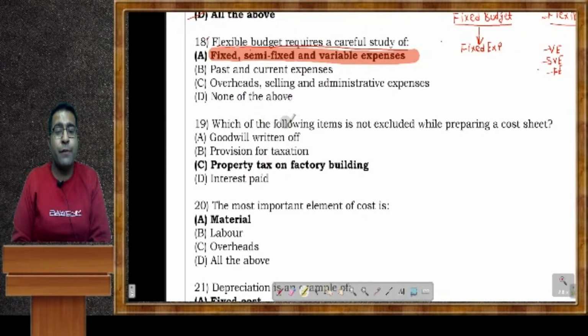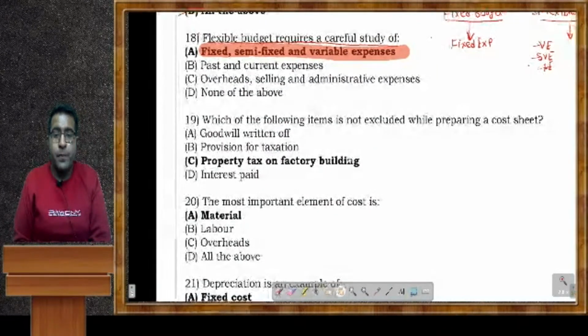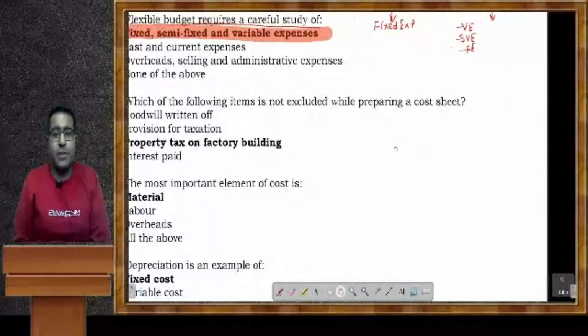Which of the following items is not excluded while preparing a cost sheet? Now, first of all, how is the cost sheet prepared? Just look here.